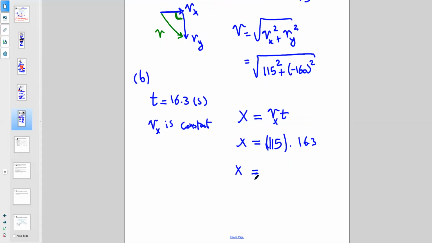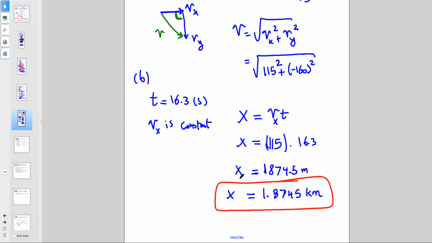Let me calculate it one more time. 115 meters per second times 16.3 is 1,874.5 meters. I can just write it as 1.8745 kilometers. And that's my final x. I'll put it in the box to make it clear.